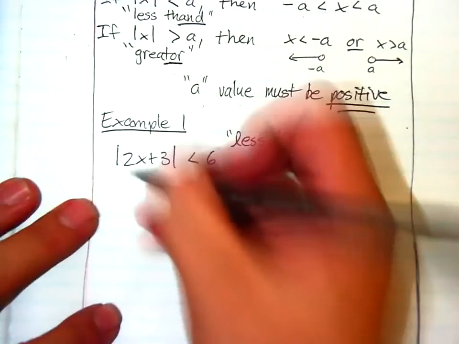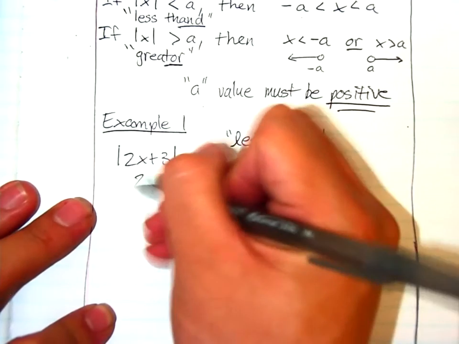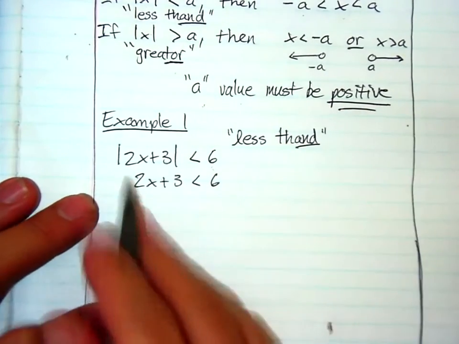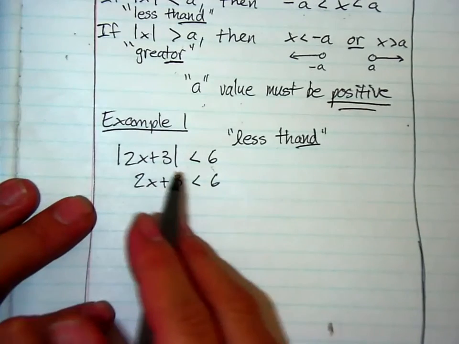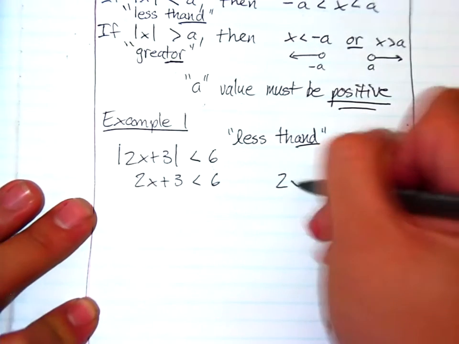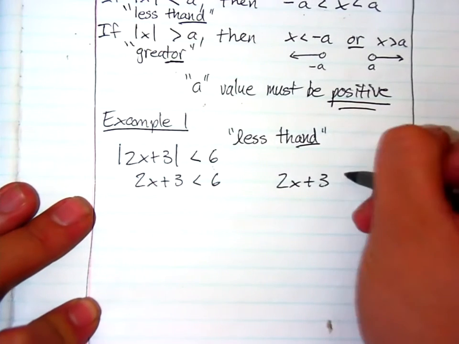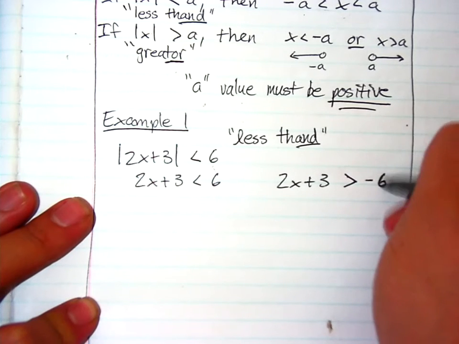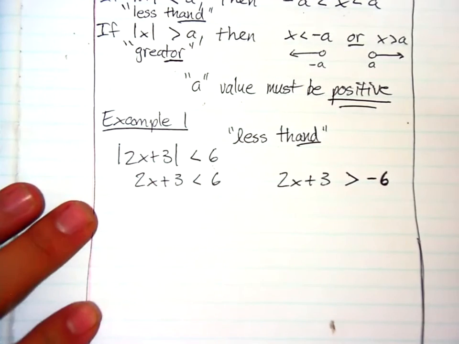So with the absolute value inequalities, we have to break them up into two separate inequalities. The first one looks exactly the same, just without the absolute value signs. The second, you keep everything on the inside the same, flip the sign, and then change the number on the other side. So now 6 becomes negative 6.